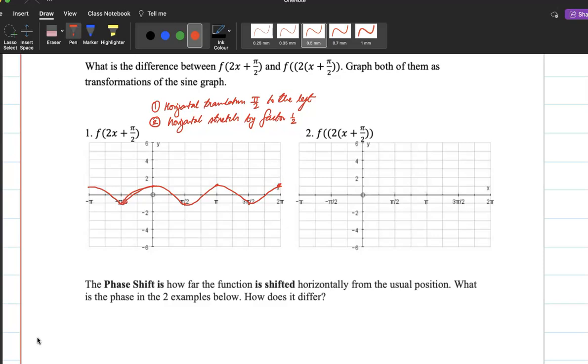Now, what happens in the next case? Use Desmos, and what will you do in this case? What are the 2 steps involved in this? So first, you do a horizontal stretch by factor 1/2. And then you do a horizontal translation by pi/2 to the left.